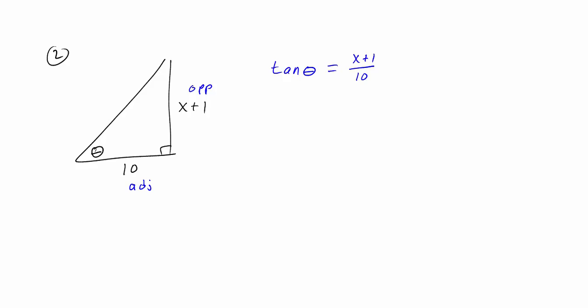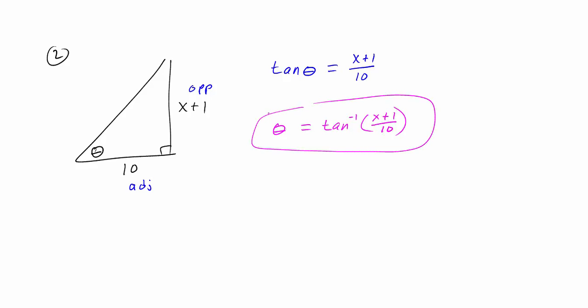So then if we want to solve the equation for theta, if the tangent of the angle is x plus 1 over 10, then that means that the angle is going to be equal to the inverse tangent of x plus 1 over 10. So here we have our angle theta as a function of x.